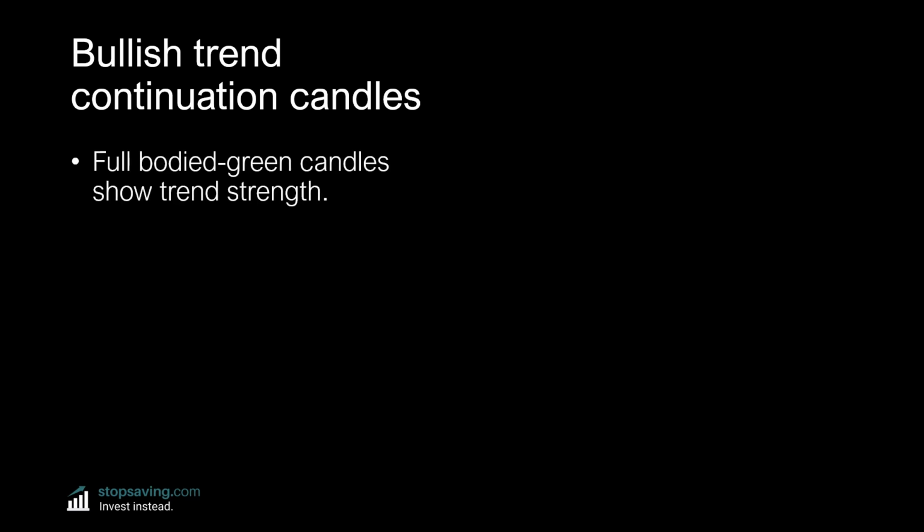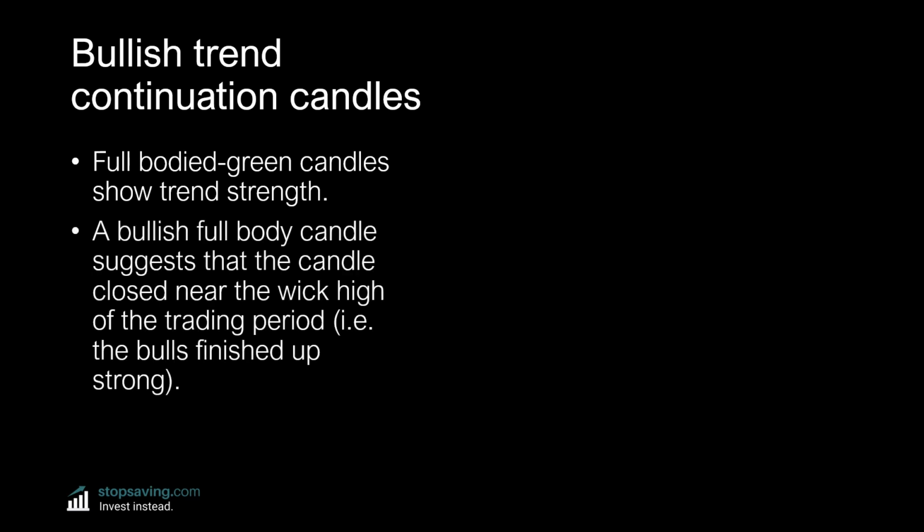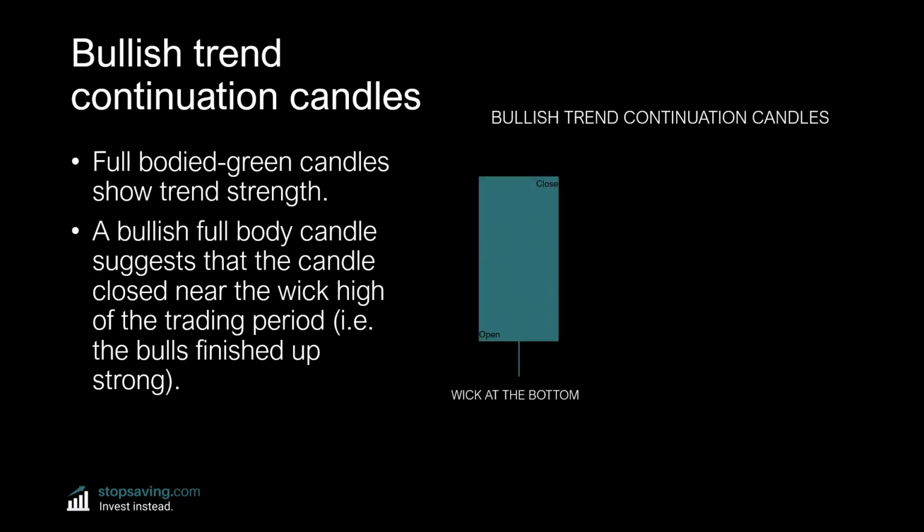So let's now look into what we call bullish continuation candles. These are full-bodied green candles that you typically see in a strong uptrend. A bullish full-bodied candle suggests that the price closed closer to the highest price of the trading period. In other words, the bulls finished up strong. So here are a few examples of these. This first one here shows a wick at the bottom. In this case, the price went a bit lower during the trading period, where it opened, but it closed pretty much at the highs, a strong finish from the buyers.